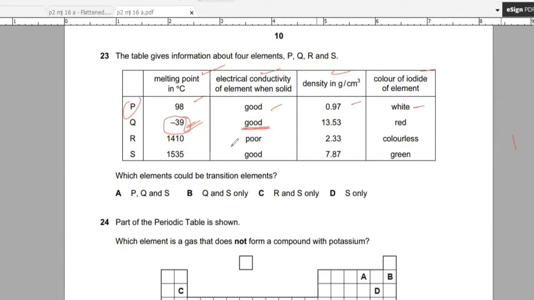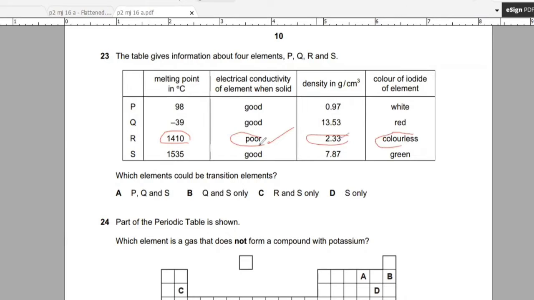So of course Q is a good conductor. Density is about 13.53. It's red in color. And look at R: the melting point is about 1410. It has no conductivity, that means it is not a metal. Colorless, density is 0.233. S has a high melting point, is a good conductor, density is 7.8, and it has green color obviously.